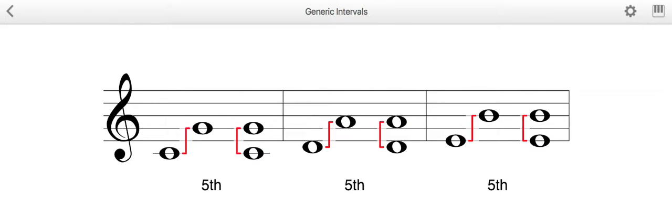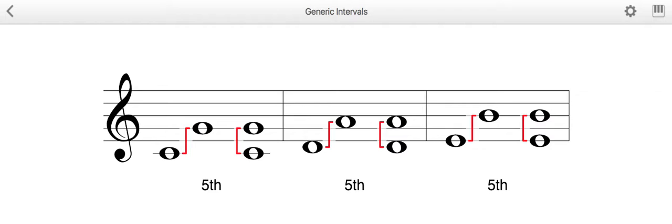Here we have examples of fifths. C to G is a fifth, 1, 2, 3, 4, 5. D to A, 1, 2, 3, 4, 5. And E to B, 1, 2, 3, 4, 5. If you play a stringed instrument like violin, viola, or cello, our strings are tuned in fifths.